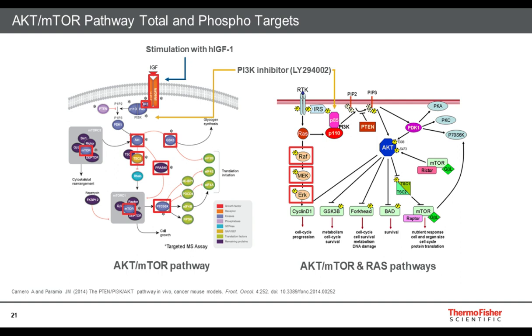Since the PI3K inhibitor is common between both pathways, we wanted to see how the protein expression changes downstream as well as upstream of this PI3K inhibitor for AKT mTOR pathway targets as well as the RAS pathway targets. And as you see here on both signaling pathways, the targets that are highlighted with the red box are the ones that we were monitoring to assess the protein expressions with the different conditions.